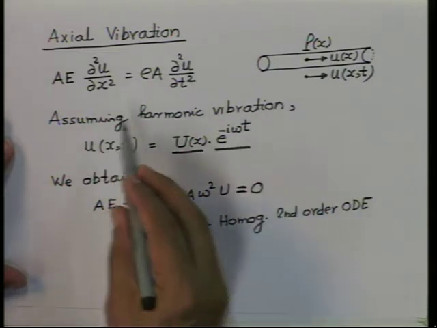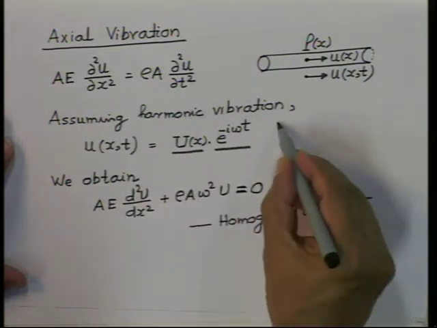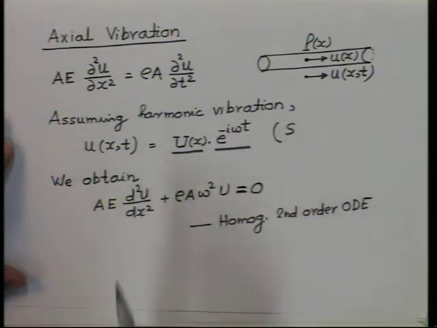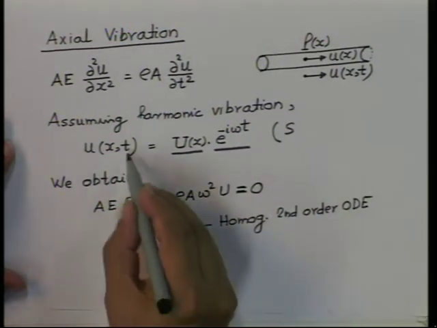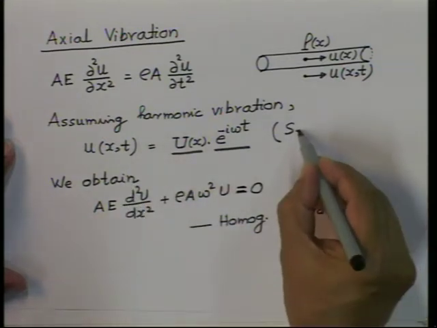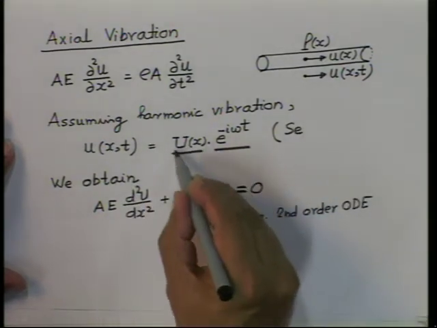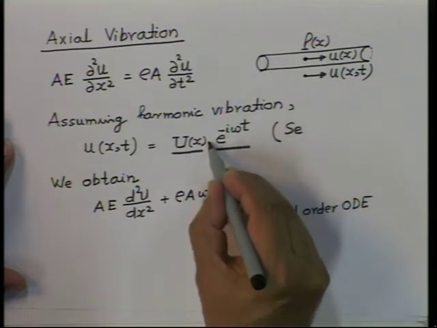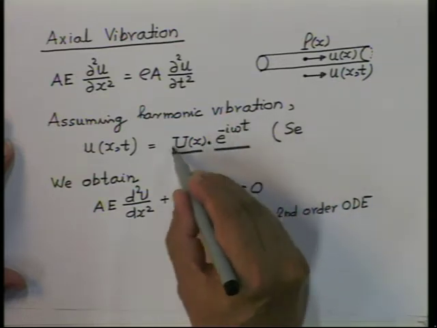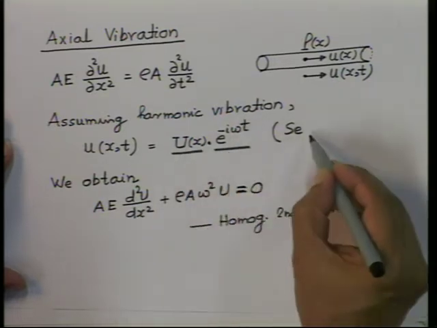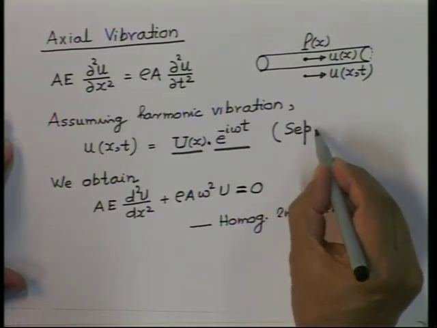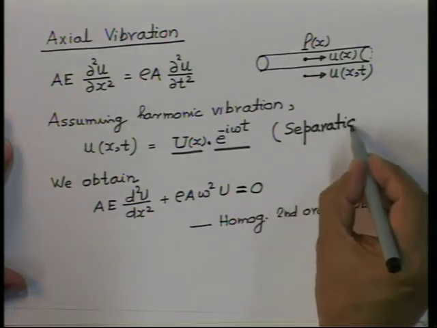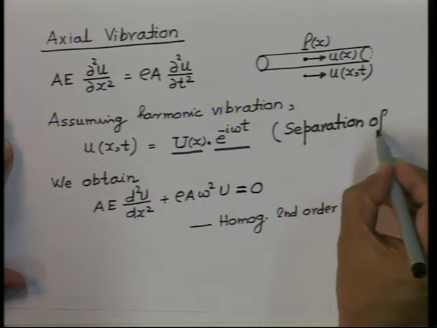So, if you assume a harmonic solution, u(x) and e to the power of i omega t, that means this is something like separation of variables. We also call it separation, that means u is a function of x and t, space and time. So, we express this as a product of a function of x and a function of time. We also call it separation of variables. We solve some such problems by making use of the separation of variables method.